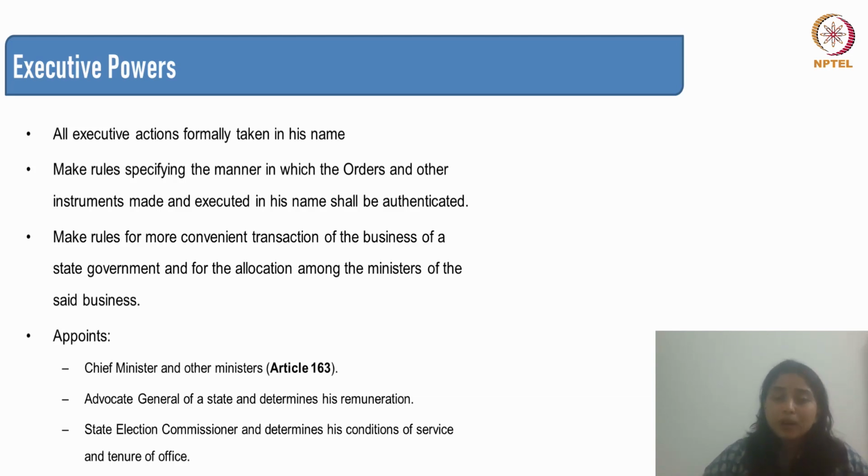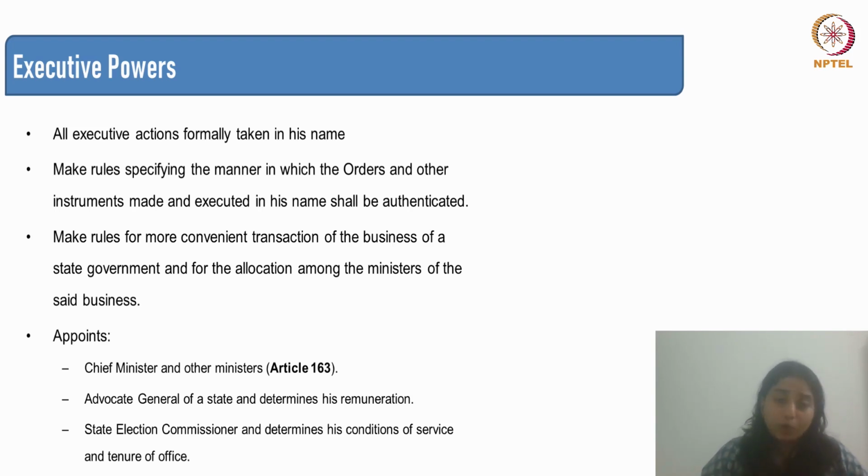The governor also has the power to make rules for the convenient transaction of business in the state. So in the state there are several types of activities that have to be taken care of, right? There are agricultural activities, transport, electricity. There are many different profiles of ministerial activities. So the governor can make rules with respect to the convenient transaction of such business, and he can also make rules for the allocation of such business among the ministers in the state.